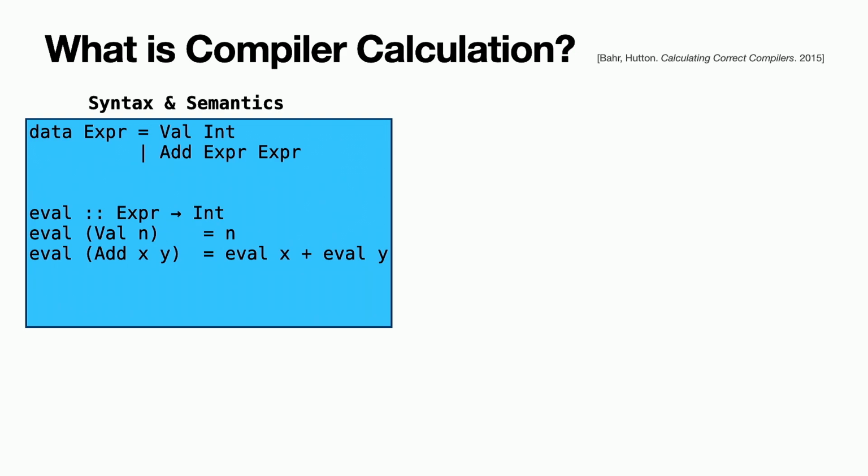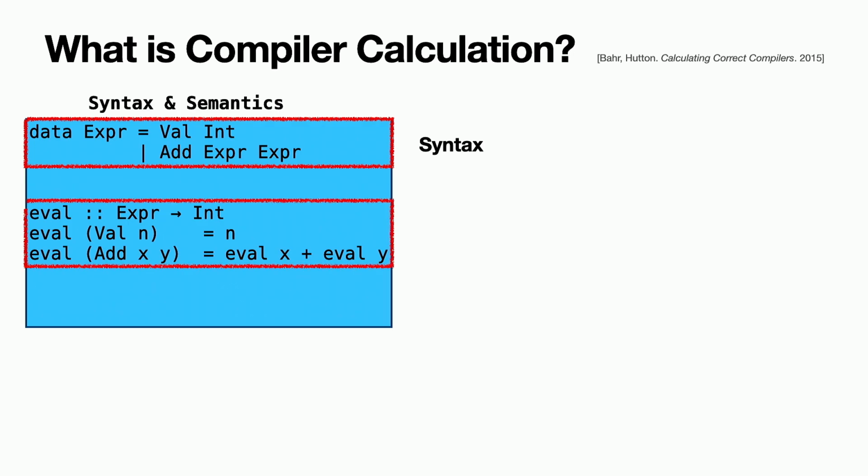You have a description of a language, here a very simple one, right? A simple expression language with integers and an addition operation. The syntax is given as an algebraic data type, and the semantics is given by an interpreter, essentially, evaluating expressions to integers.